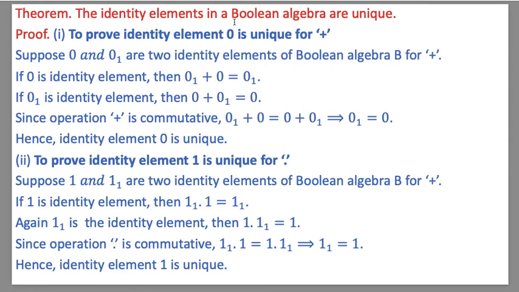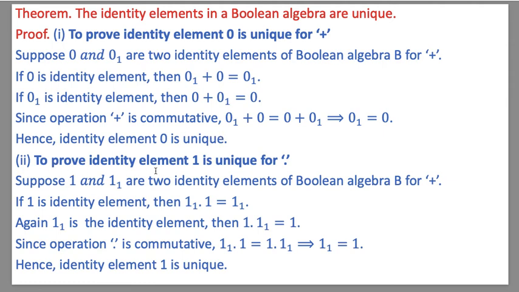Now we will prove that the identity elements in a Boolean algebra are unique. Means we cannot have more than one identity element. Now first of all we prove that the identity element 0 is unique for addition. Suppose we have two identity elements 0 and 0'. If 0 is the identity element, then 0' plus 0 is 0'. Because 0' is the identity element, 0 plus 0' is 0. Since addition is commutative, therefore 0' plus 0 is equal to 0 plus 0', which implies 0' is equal to 0. Hence the identity element 0 is unique.